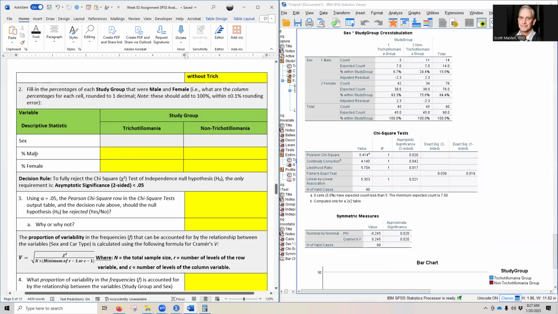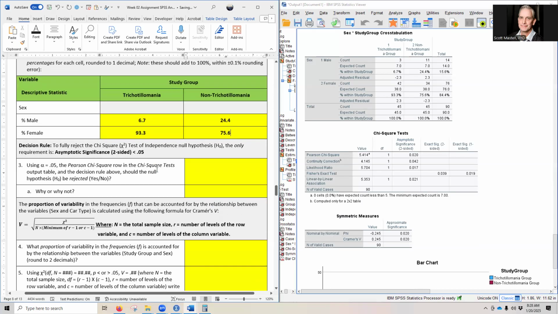So for people with trichotillomania, what percent are male? This is the percent within study group, by the way, where each column adds to 100%. That's how you know you have column percents. So 6.7% of the trich group was male, 93.3% was female. For the non-trich group, almost a quarter, 24.4% was male, and 75.6% was female. Whoa, those seem not the same.